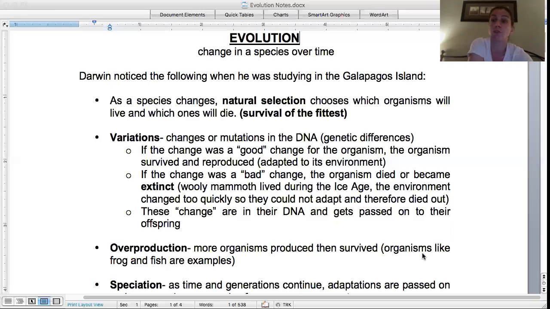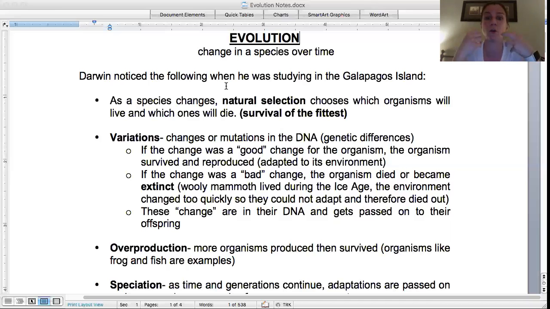And the first person to really come up with this idea is Charles Darwin. As you can see here, it says Darwin noticed the following when he studied in the Galapagos Islands. Charles Darwin came from England, and he sailed on a ship called the Beagle to an area by South America, which are known as the Galapagos Islands. And the Galapagos Islands are very interesting. There are thousands of little islands all over the place.